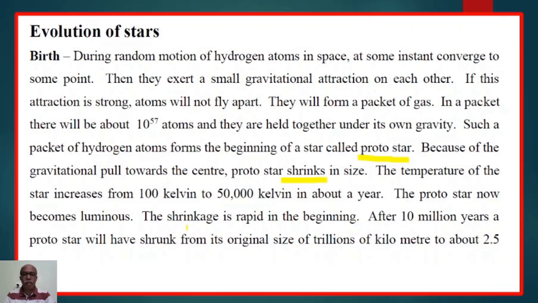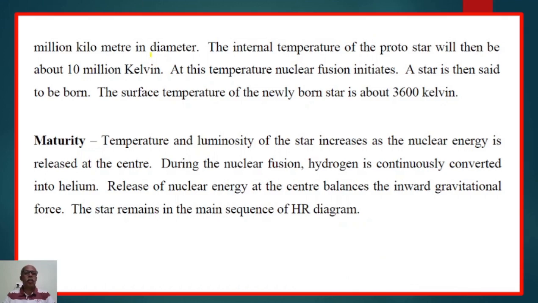This contraction of the protostar is very rapid in the beginning, and after about 10 million years, a protostar will contract from its original size of trillions of kilometers to about 2.5 million kilometers in diameter. The internal temperature of the protostar will then be about 10 million Kelvin, and at this temperature the nuclear fusion reaction begins. The fusion of hydrogen to form helium with the liberation of energy will begin at this temperature. And now a star is said to be born.